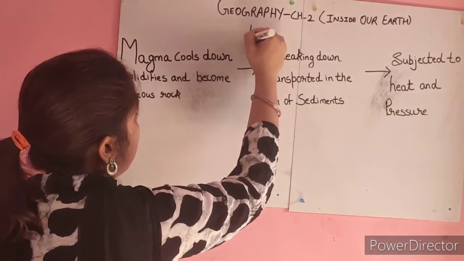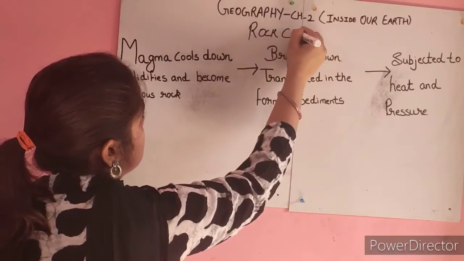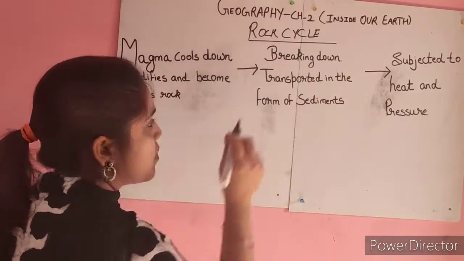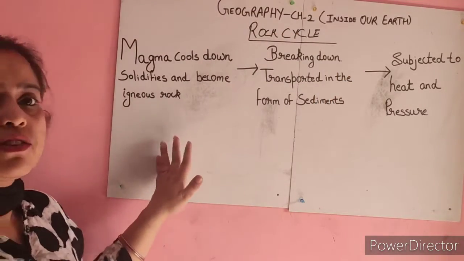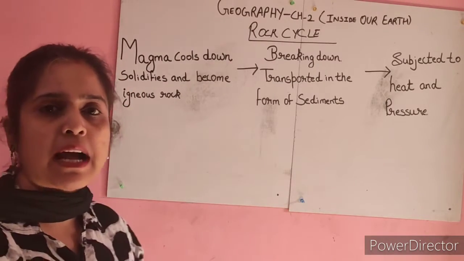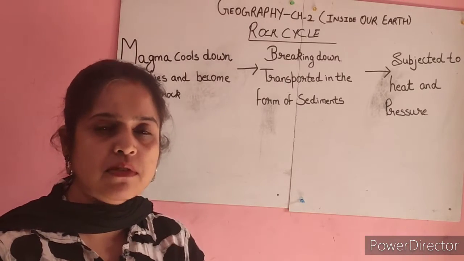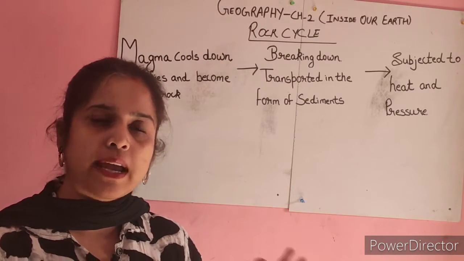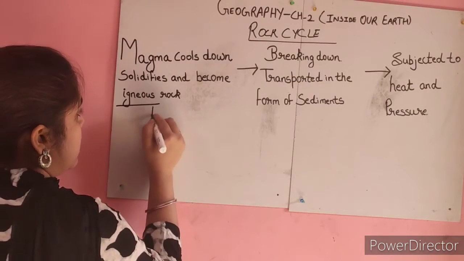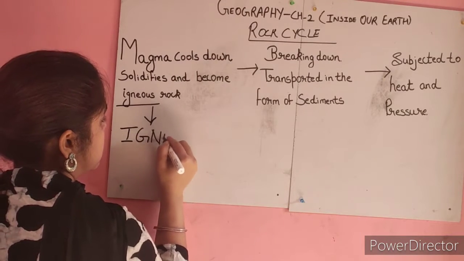So today I am going to tell you about the rock cycle. This much everybody knows: when the magma that erupts from the volcano comes down, it cools down and solidifies, and it forms igneous rocks. Here igneous rocks are formed.